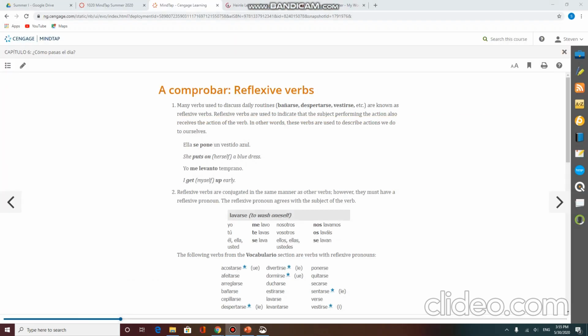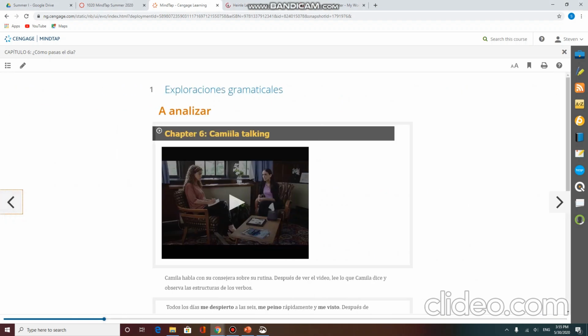Now we're going to go to page 182 in the textbook, página 182. Dice, Camila habla con su consejera sobre su rutina. Después de ver el video, lee lo que Camila dice y observa las estructuras de los verbos. So at this moment, I'd ask you to pause the video and watch this video, which I'm not able to show as I'm recording with my screen recorder. So you go to page 182 in the e-text and the video link will be there. You can open MindTap in Canvas to get there. We'll pause and then we'll discuss it together.